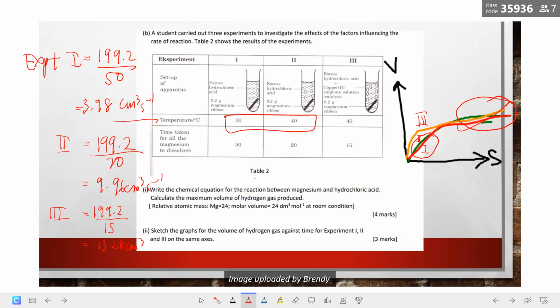Tengok betul tak, Mukni? Astagfirullahaladzim. The temperature of reactants in experiment 2 is higher than experiment 1. Okay, first mark given for factor. Next one. Apa reason? Apa reasoning?